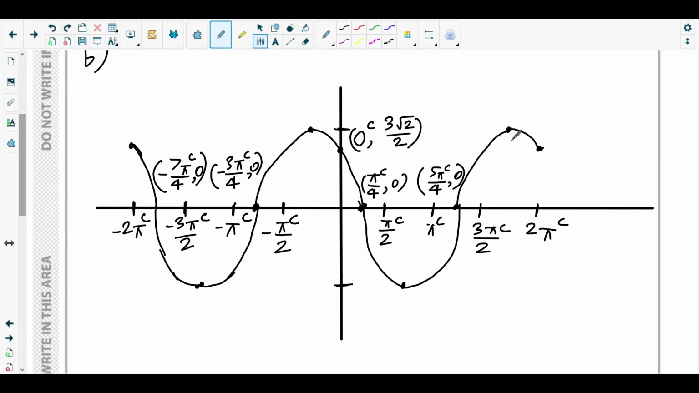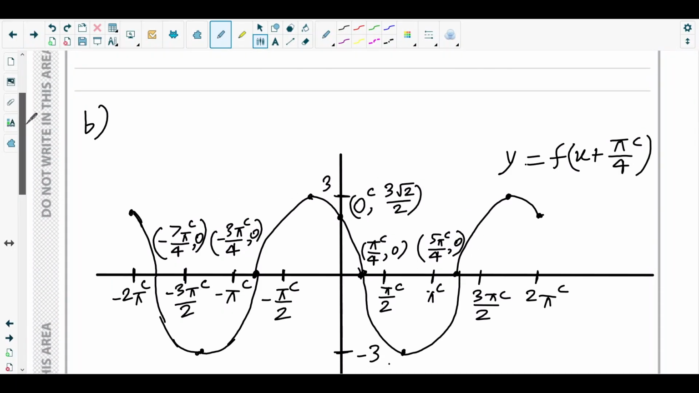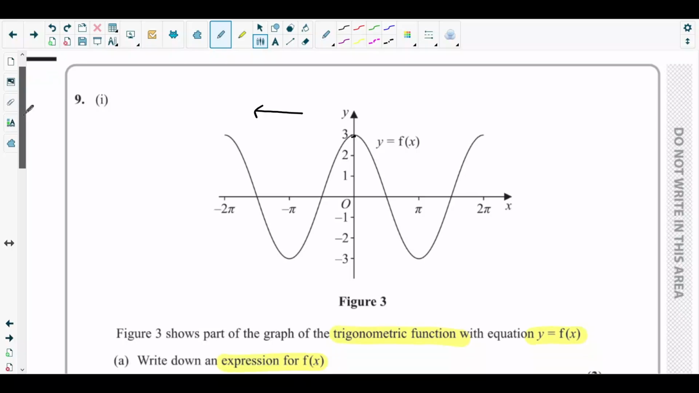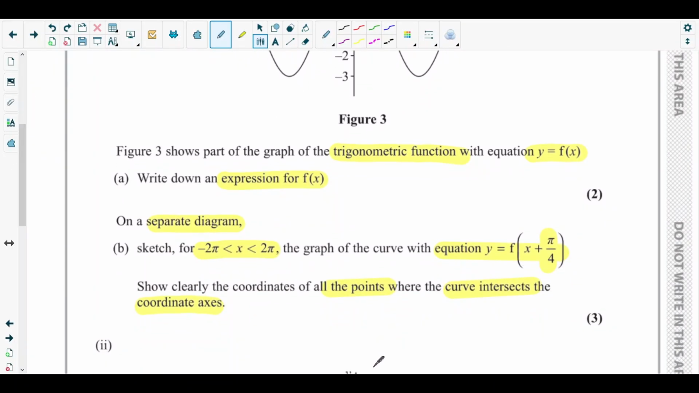That's it. This is the sketch for y equals f of x plus pi over 4 radian. That's it. Maximum y value is 3, minimum y value is negative 3. That's it. So this is the sketch, and that's what part B of 1 has asked for. Fine.